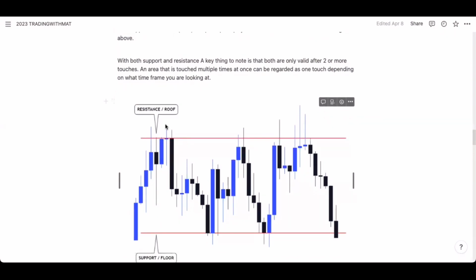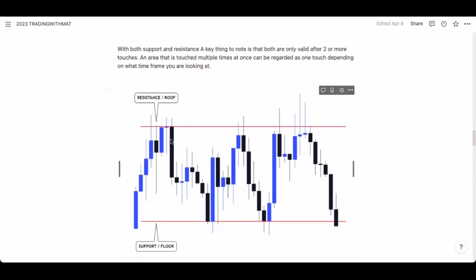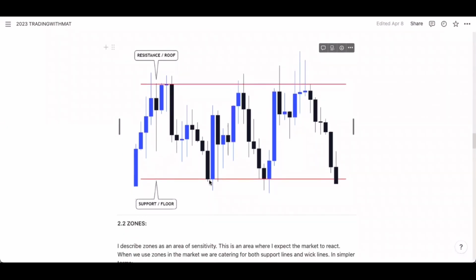Okay, so we have a resistance here, which is the roof. Notice that I drew the close of candles. The close of these candles here was my resistance over there. And then my floor, I used these close of candles as my support line.